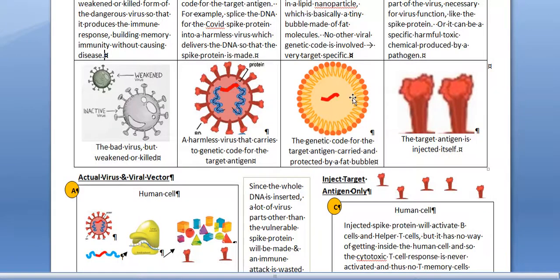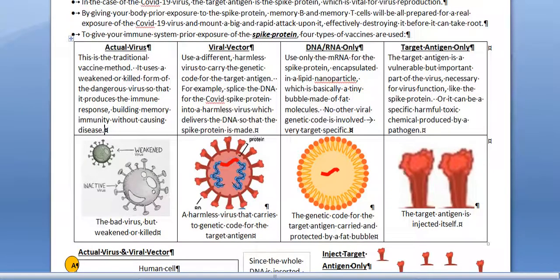All right. Okay. Then you make only the target antigen. Now the third option is, well, you make these outside in a laboratory, right? Usually they're made probably by recombinant DNA, which involves bacteria. You splice the gene into a bacteria, and the bacteria make these. That's probably how they make it, right?